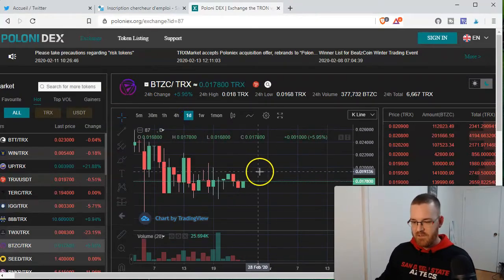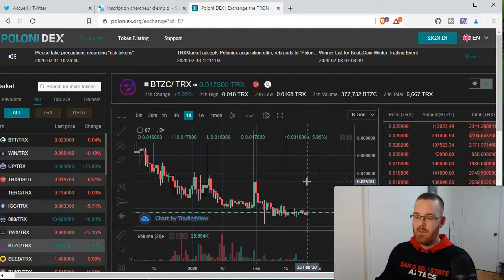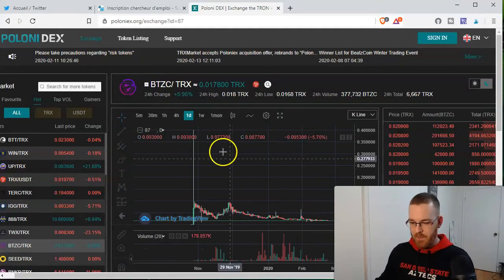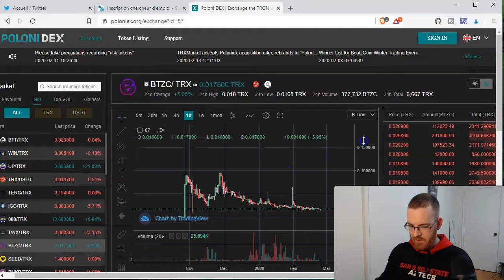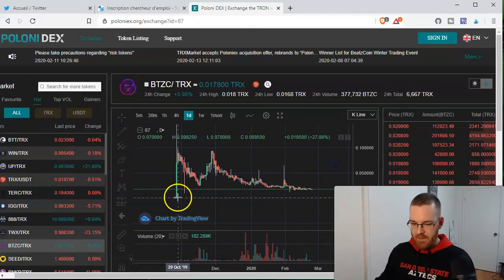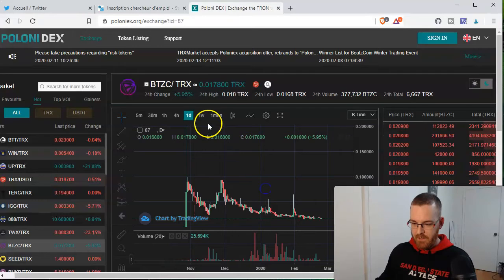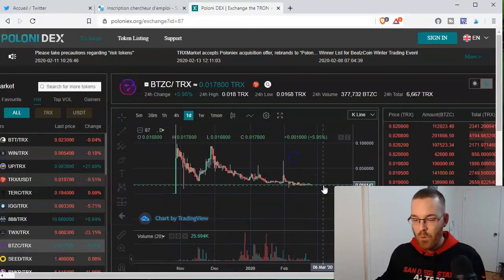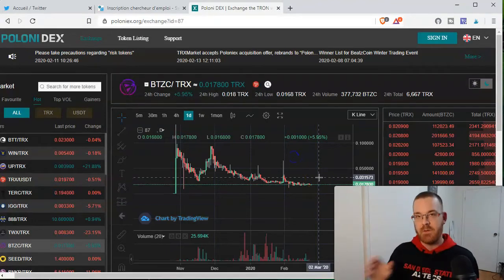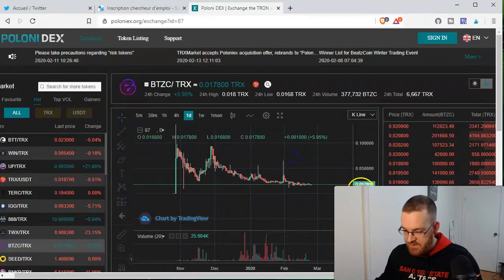Again, I'm not suggesting for you to buy any of this, but from an investor perspective, if we look at the chart, it entered here, went all the way back up to this, and now it's sitting at 0.0178 TRX. So it's compared against the TRX, so Tron coin. So it sits at this level.